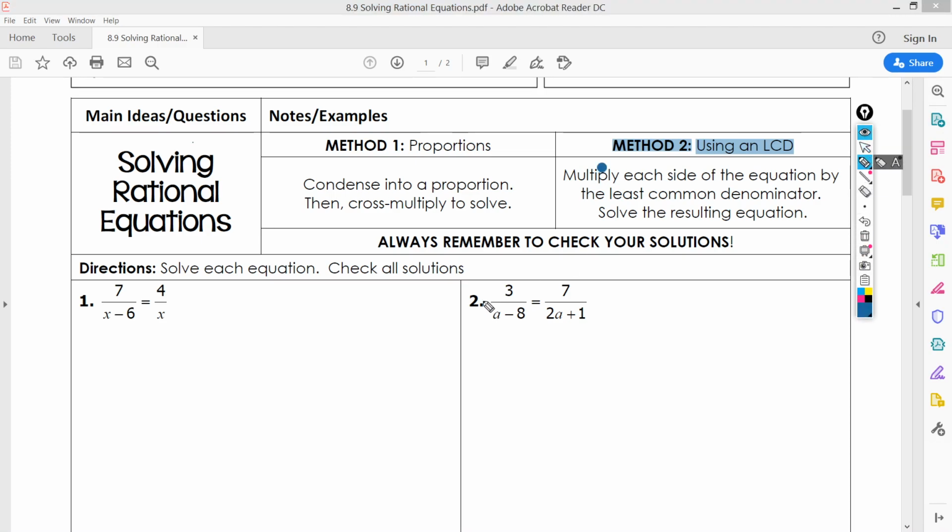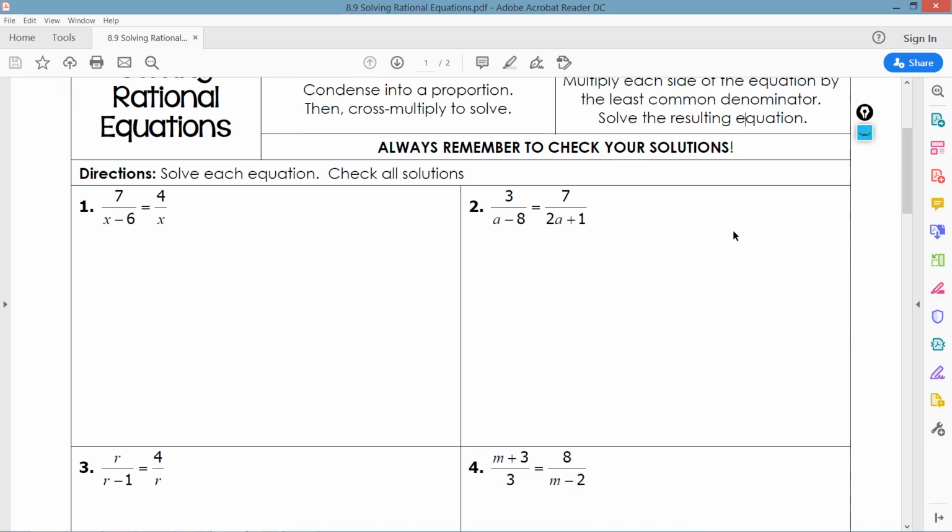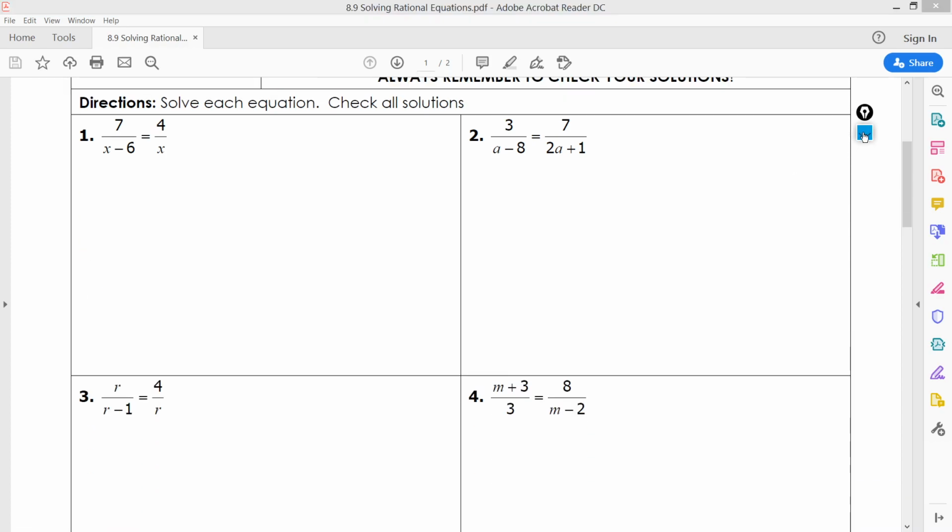So let's look at number 1 here. When solving equations, the real thing we care about is getting everything out of the denominator first. Okay, so I have 7 over x minus 6 equals 4 over x. And I can't figure out what these x's are without isolating x. And to isolate x, it can't be in the denominator anymore. So first I want to talk about cross multiplication with you guys.